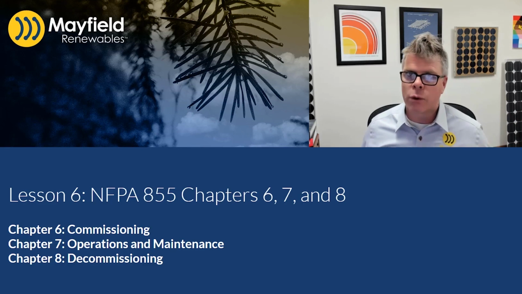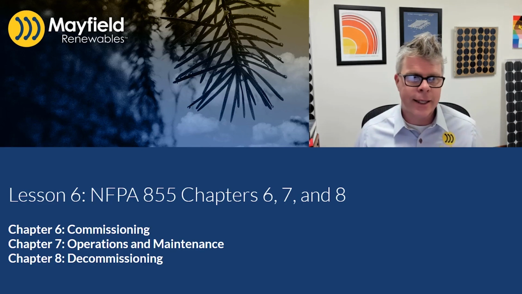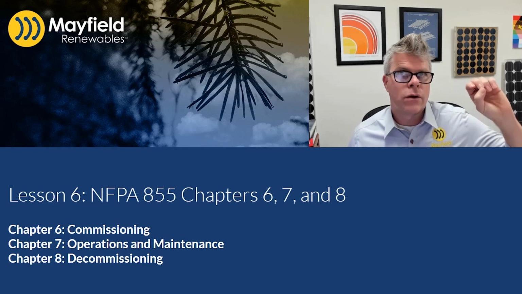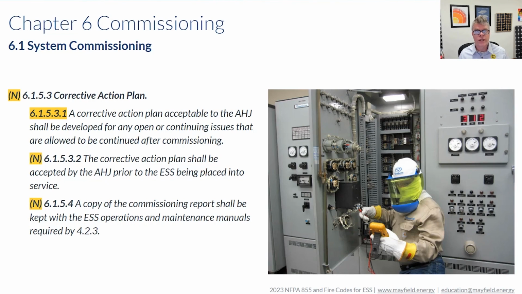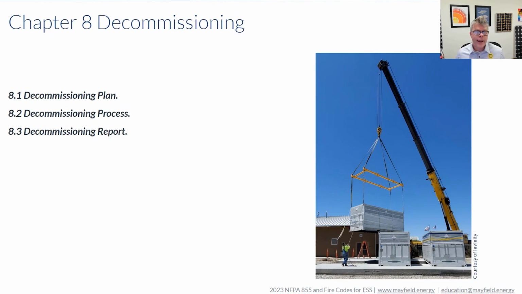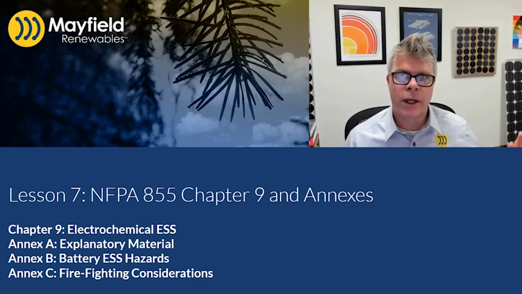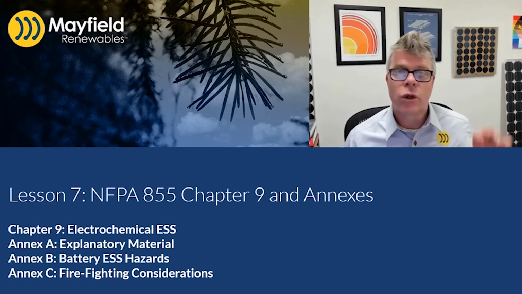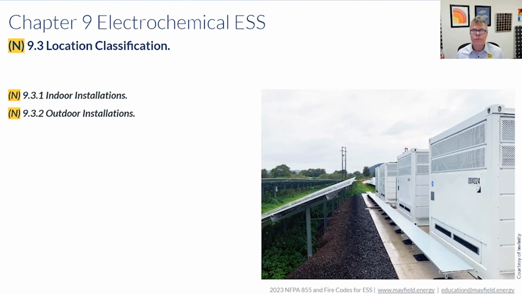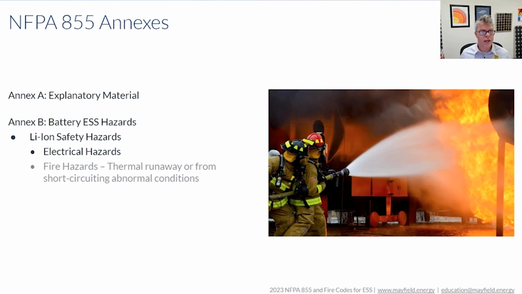All right, so let's jump into lesson 6 of 855. Chapters 6, 7, and 8 are what we're going to cover in this lesson, and those cover commissioning, O&M, as well as decommissioning. Lesson 7 will wrap up NFPA 855 here. So we'll talk about chapter 9 and the annexes where you can find some additional information.